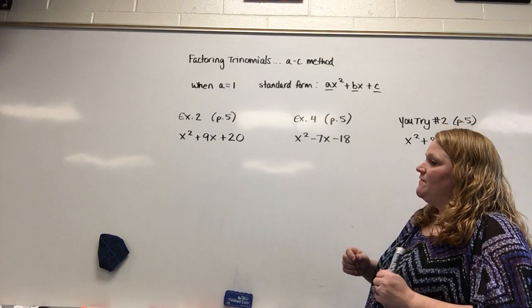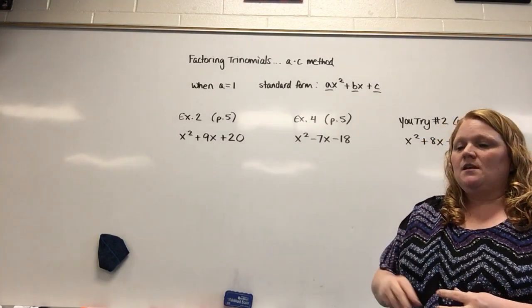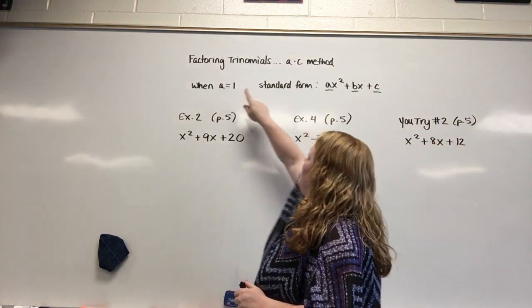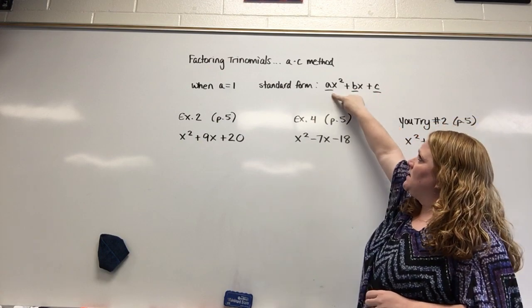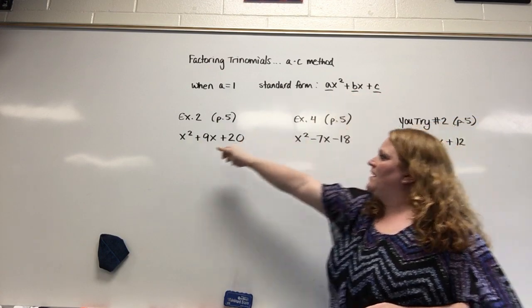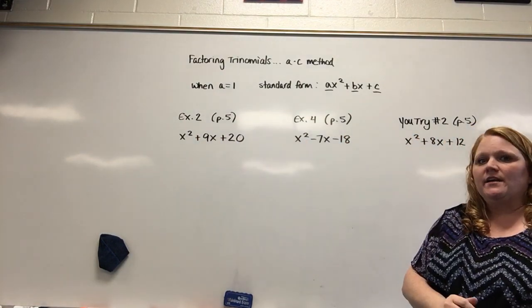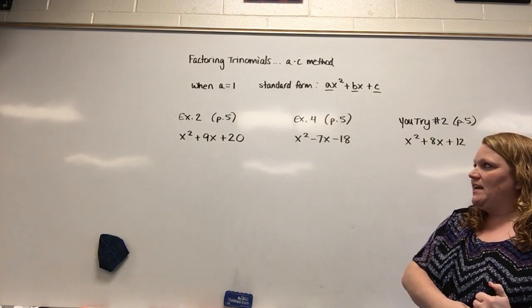This next lesson is on factoring trinomials. With a trinomial, you're going to have three terms. We're going to start off with when a is equal to 1. Standard form is ax squared plus bx plus c. Basically, if you just have an x squared term, like this one and this one, then a is 1. Sometimes the a value is going to be something other than 1, but for right now, we're just going to stick to a being 1.